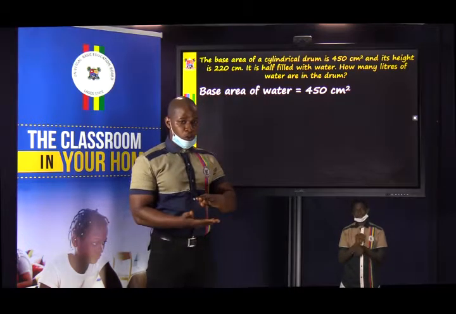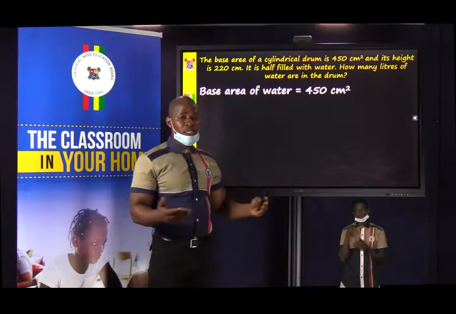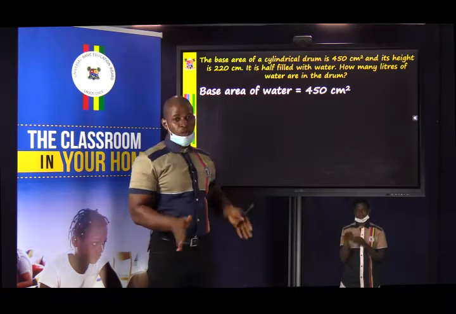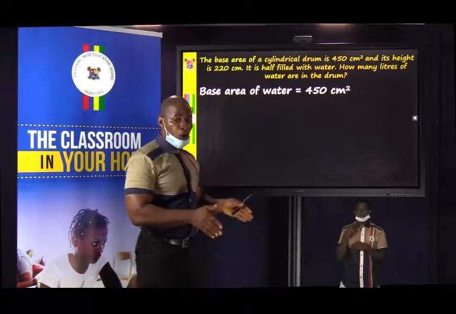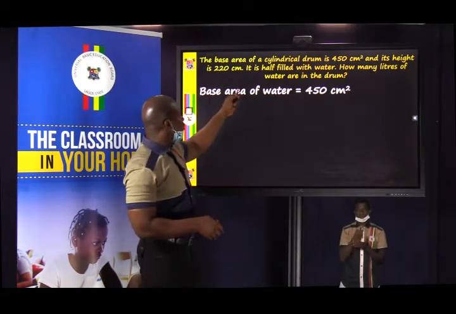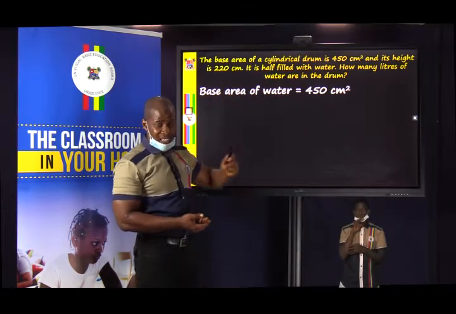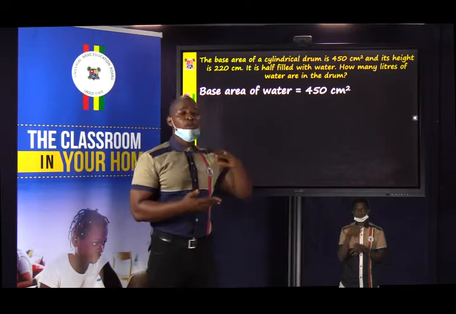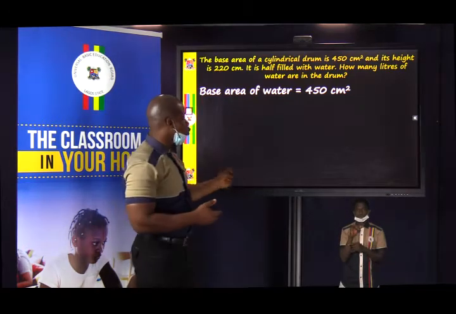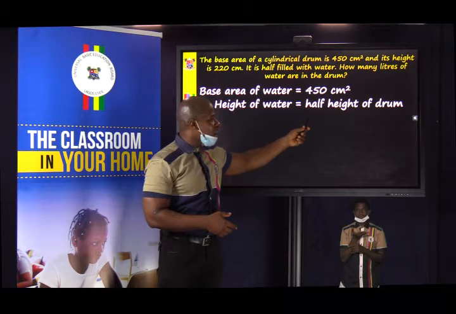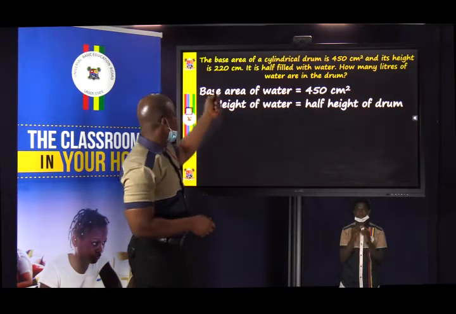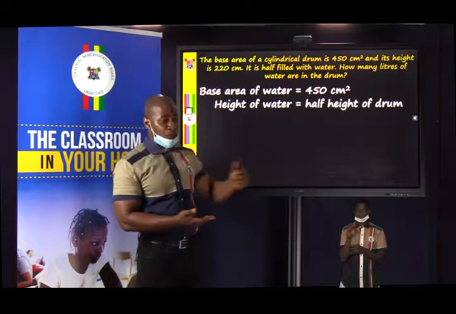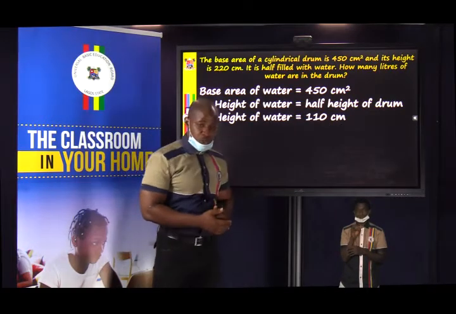Remember our work on volume? When you know the base area, you don't need to use pi r squared again. You only multiply by the height. But what is the height of the water? We know that the height of the drum is 220 centimeters, but the drum is only half filled with water, so the height of the water will be half the height of the drum. Okay? So if the drum is 220 centimeters, half of that will be 110 centimeters.